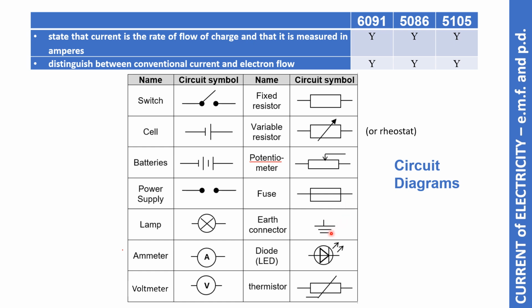Earth connector, we have encountered this symbol when we were learning about static electricity. So when it is connected to the earth, you just need to draw these three lines. The LED, light emitting diode, allows current to flow through it in one direction only. When the voltage is of a certain amount, there will be a current flow in the direction of the arrow. Thermistor, simply when the temperature is high, the resistance is low, and when the temperature is low, the resistance is high.